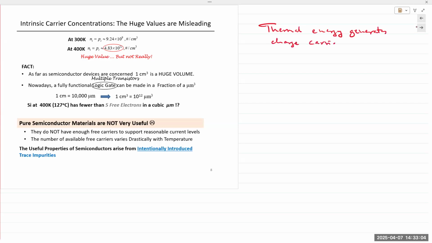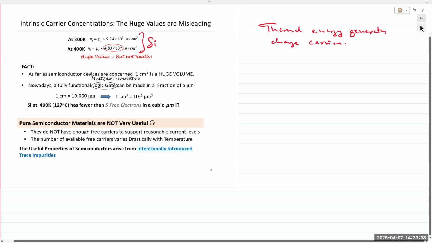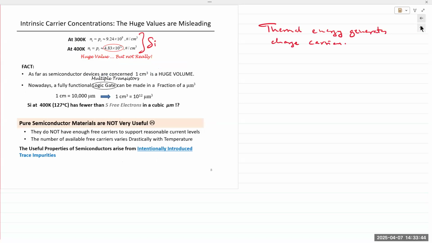Generates charge carriers. These numbers are for silicon. The chart previously showed us silicon, germanium, and gallium arsenide. Right here, you can see silicon right around here, very close to 1 into 10 raised to 10. That's what it is: 9 into 10 raised to 9, which is about 10 raised to 10.